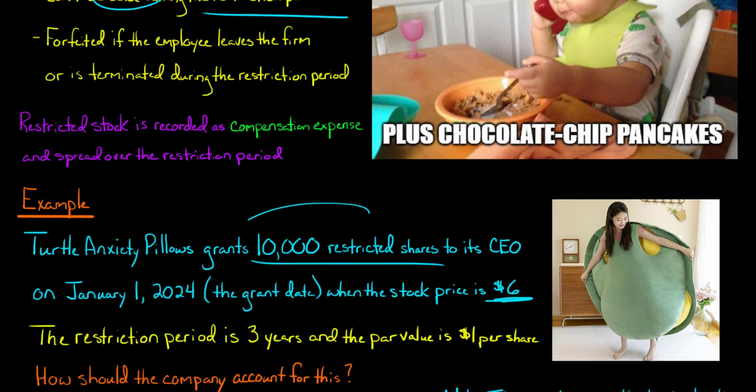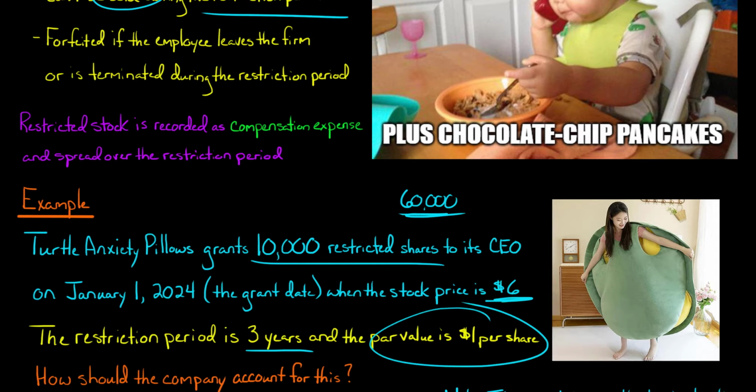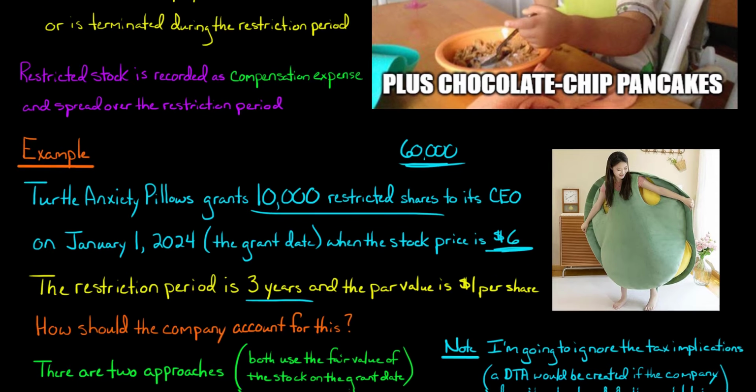So we have 10,000 shares being given to the CEO at a value of $6 a share. This is $60,000 of compensation. But you don't go and record $60,000 of compensation expense because we're going to record it over the restriction period, which in this case is 3 years. We also note that we have a par value of $1 per share. That will come in handy later, and you will see.